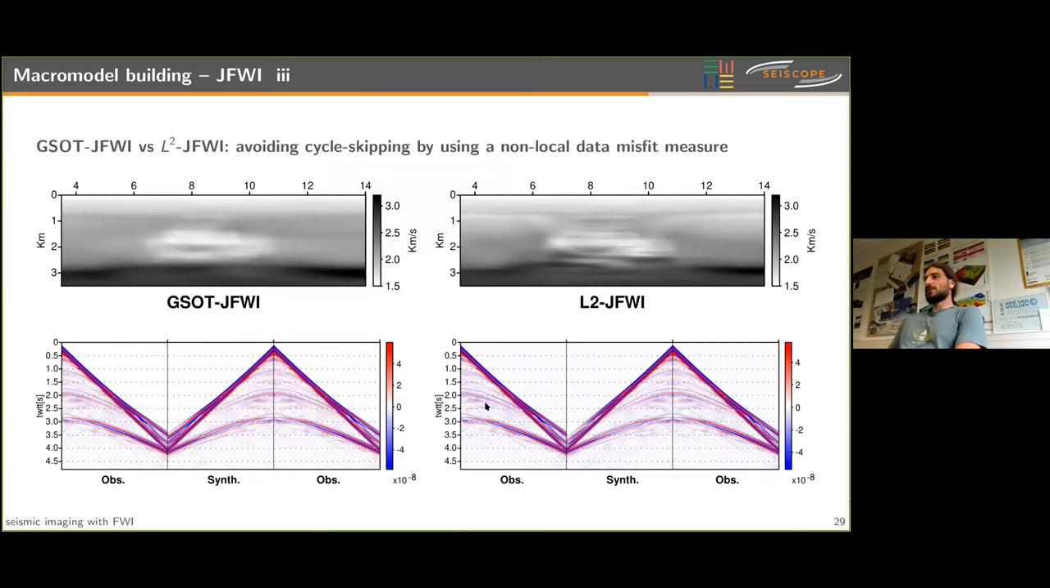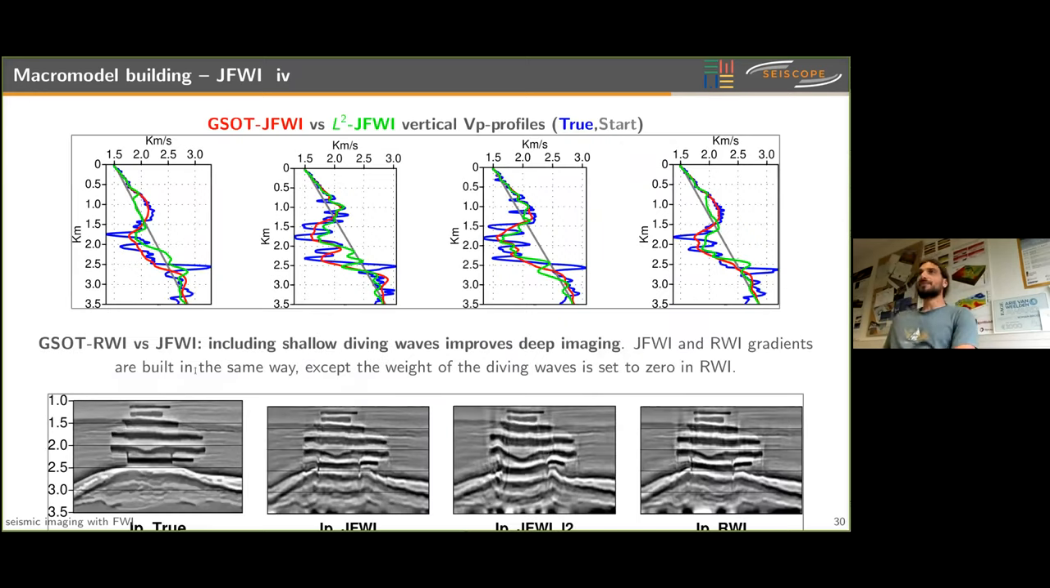You can see here the obtained result for velocity with the graph space optimal transport compared to the one with the L2-based, so difference-based, misfit function. And the associated data fit: you can see how the mismatch at long offset on the direct wave has not been handled by the L2-based misfit, while the mismatch is much better with graph space optimal transport, thanks to this particular way of measuring the distance between data. Of course, this improved velocity allows a much better estimation of impedance, as you can see here on this section and on the vertical 1D profile on top.